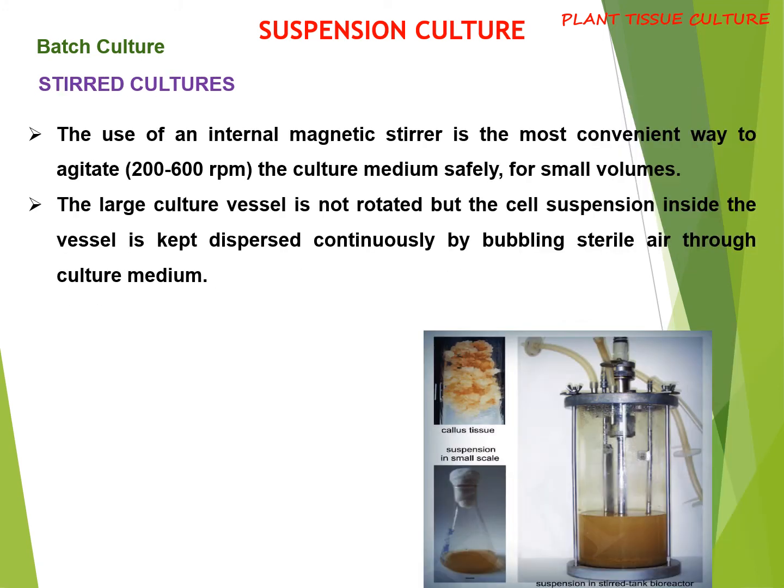In stirred batch cultures, internal magnetic stirrers are used to agitate the culture medium safely. The magnetic stirrer revolves at 200 to 600 rpm and culture vessels of up to 5 to 10 liters can be used.